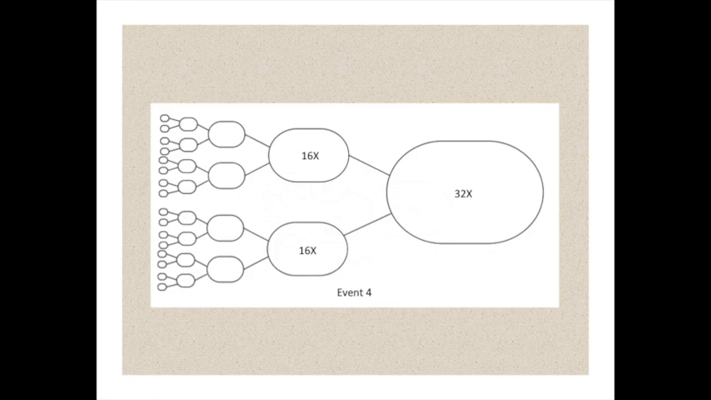In event 4, we're running out of slide space again, but we have a 32X host swallowing two 16X endosymbionts to give it a minimum of at least 32X chromosomes.